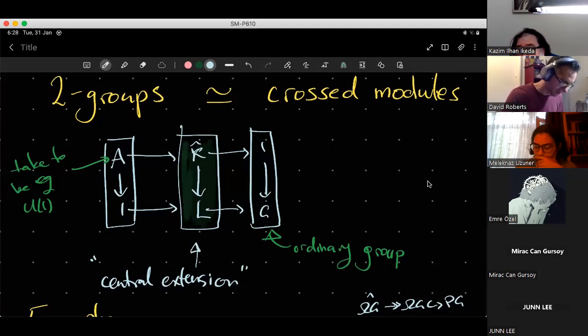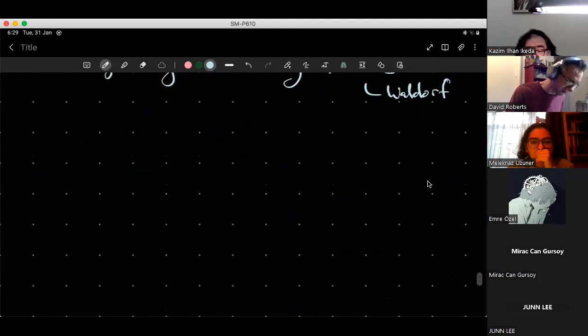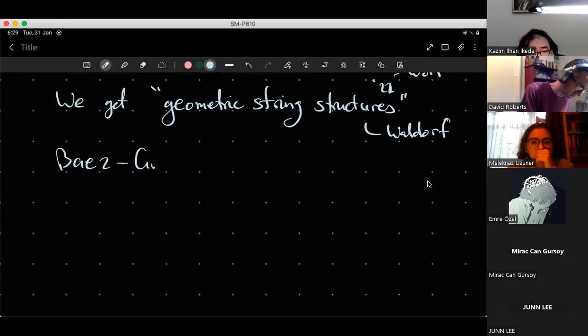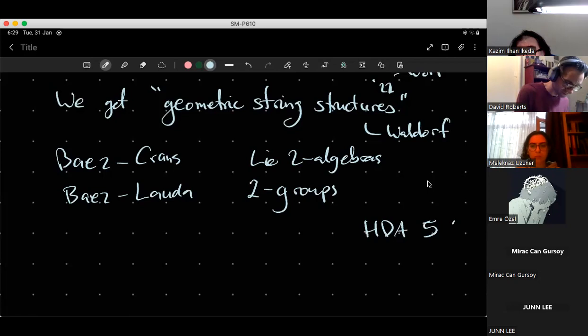Yes. I didn't name it as such, but it's high dimensional algebra 5 and 6. One is on groups and one is on algebras. One is with Aaron Lauder and one is with Alissa Crans. So Baez, Crans, and Baez, Lauder. This one is Lie two algebras, and one is Lie two groups. So it's HDA 5 and 6.